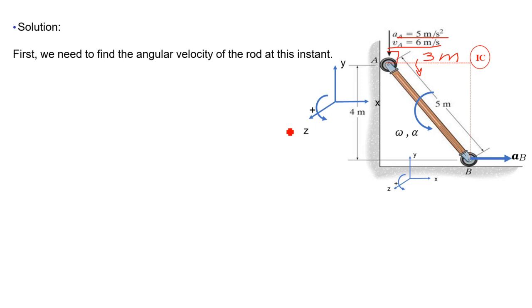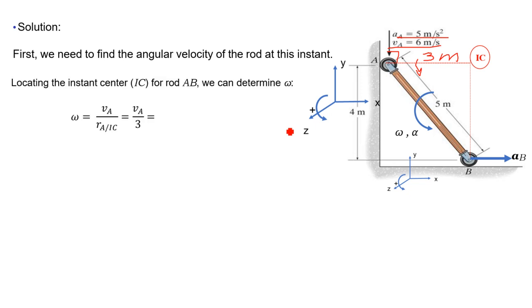So we are going to start by writing down the equation, locating the instant center of the rod AB, and we can determine the omega. The omega is equal to the velocity at the point A divided by the length between the point A and the point IC, which is equal to 3. And the velocity is 6. That means that the omega is equal to 2 radians per second. And obviously, you can see that this direction is counterclockwise, or you can call it anti-clockwise, but CCW refers to the counterclockwise direction. Now, that's it. We found the omega.